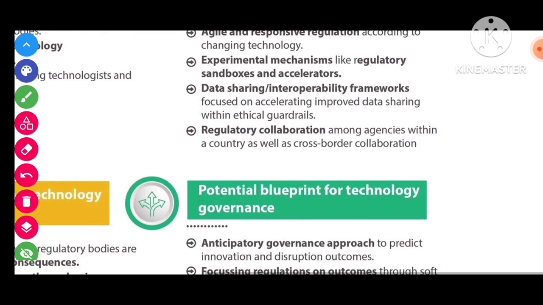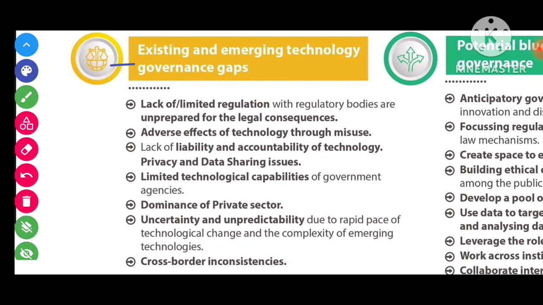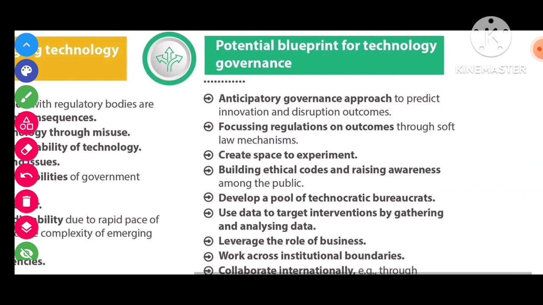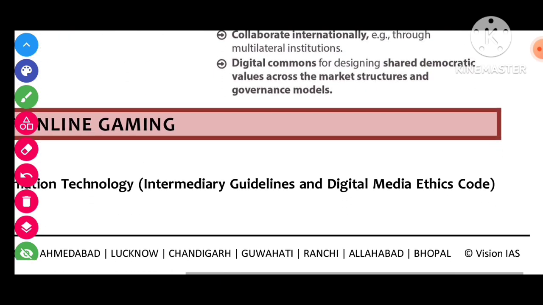So you can remember more points for effective framing of the answer, and existing and emerging technology governance gaps, such as lack of or limited regulation and adverse effects of technology. These are all about that. Okay, and you can write the potential blueprint for technology governance, such as focusing regulations on outcomes, creating a space for experiments, development of a pool of technocratic bureaucrats, and leveraging the role of business. So here you can remember this.